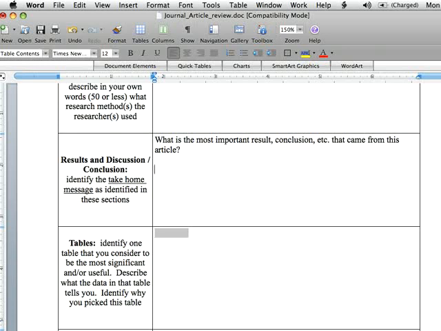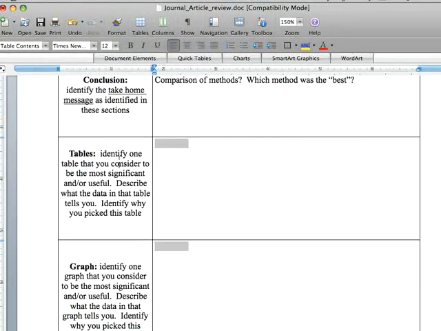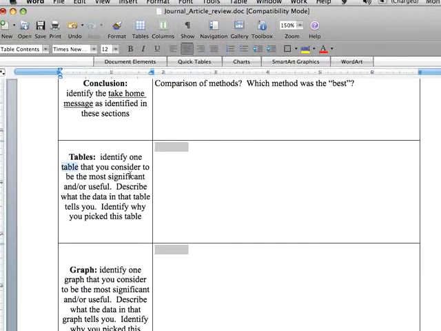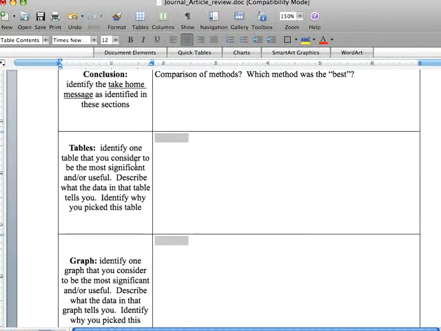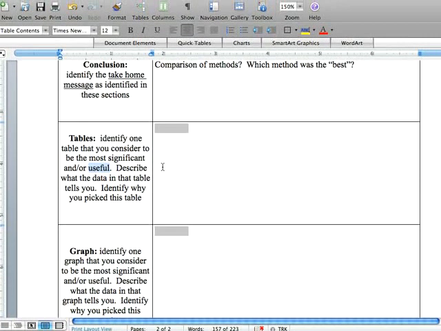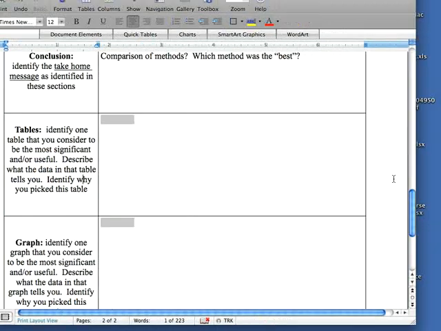Okay, and since this is a comparison of methods, you're going to probably answer the question, which method was the best kind of thing, okay? All right? And I'm also going to ask you to identify one table that you consider, now table means a data table, okay? Identify one table that you consider to be the most significant and or the most useful. Most useful to who? Most useful to you, okay? Describe what the data in that table tells you and identify why you picked this table.